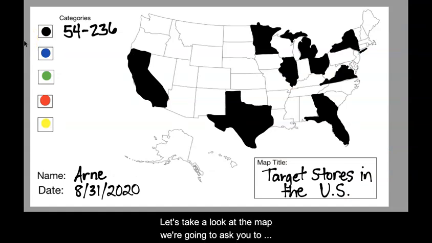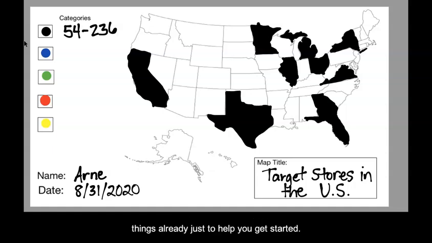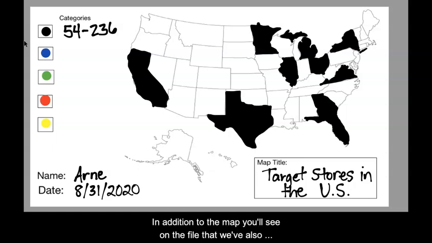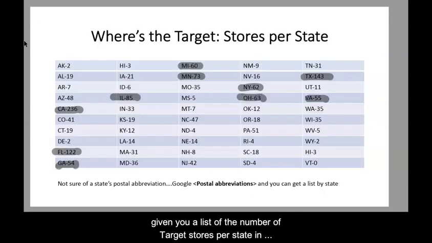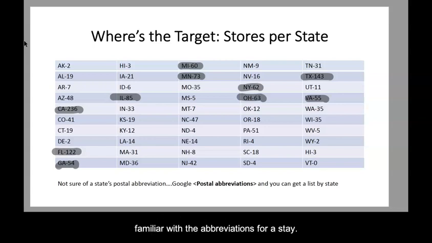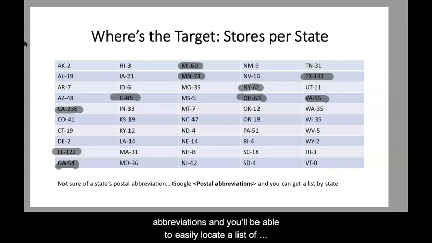So let's take a look at the map we're going to ask you to create. Now, when you download your template for the choropleth, you're going to see a blank version of what I have in front of you. And I've done a few things already just to help you get started. In addition to the map, you'll see on the file that we've also given you a list of the number of target stores per state in the United States. And the states are the postal abbreviations. So if you're not familiar with the abbreviations for a state, I suggest you just go to Google, type in postal abbreviations, and you'll be able to easily locate a list of all 50 states and what their postal abbreviations are, so you know which states are which.